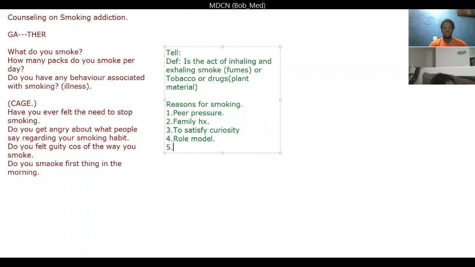So people smoke for so many reasons. Maybe Bob Marley is your role model, or maybe just bad orientation. People have different orientations. Apart from that, maybe things like recreation. Some people, during recreational time, smoke different things, shisha and all those things. So these are reasons why people smoke.